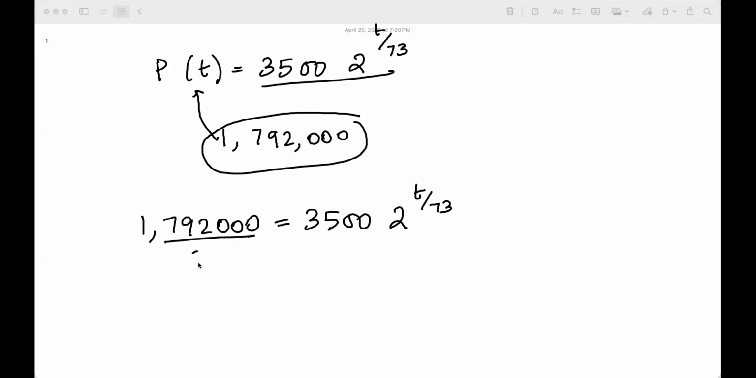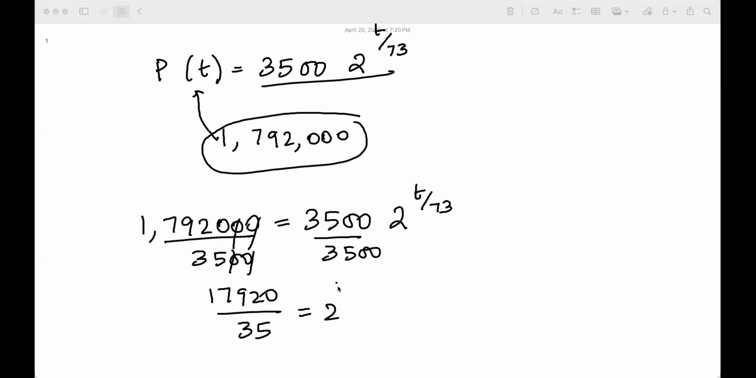Now, divide by 3,500 on both sides. It's very easy to convert log to exponential to log. So if I do this, 17920 by 35 will be equal to 2 to the power of t by 73. Can one of you tell me what is 17920 by 35? Yeah, I need answers. What is it? 51.2. So 51.2 will be equal to 2 to the power of t by 73.